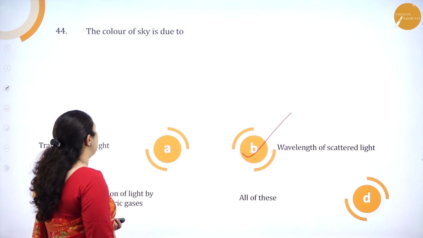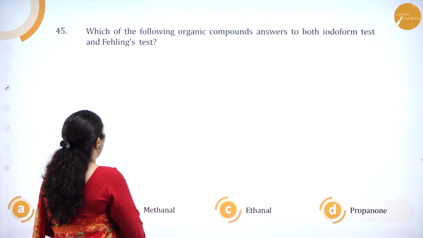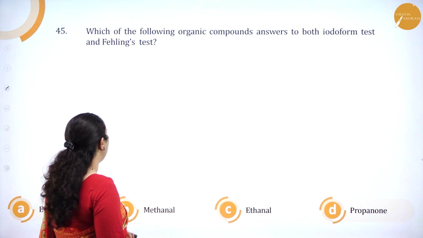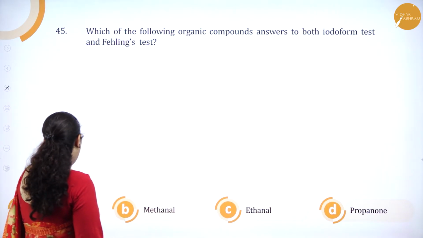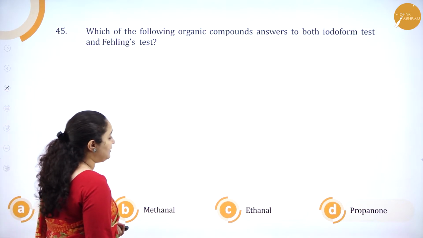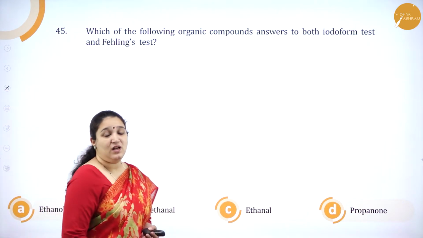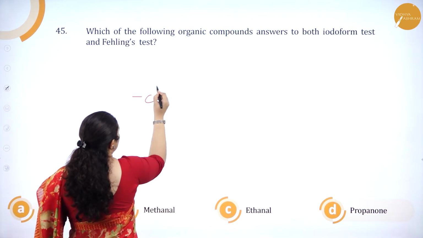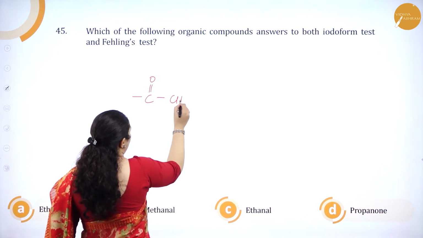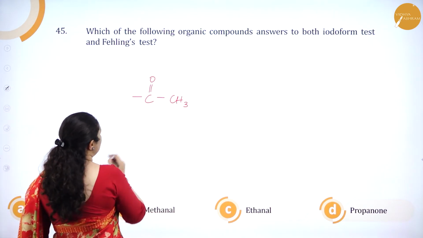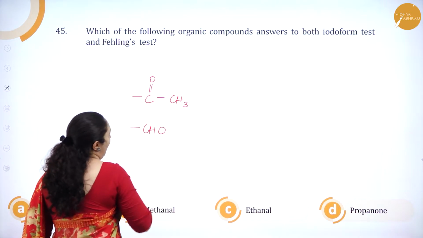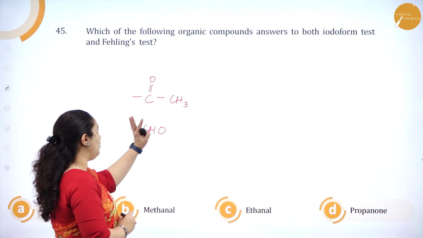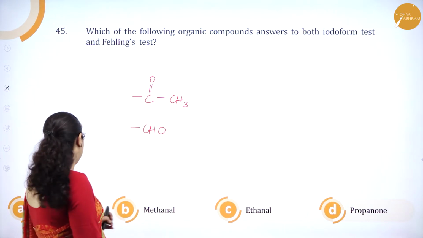Okay. Next question. Which of the following organic compounds answer both iodoform test and Fehling's test? Ethanal, methanol, ethanol, propanone. Here, for iodoform test, we require the C double bond O CH3 group, and for Fehling's test, we require an aldehyde group. So which is the one which has got the CH3CO group as well as the aldehyde group?